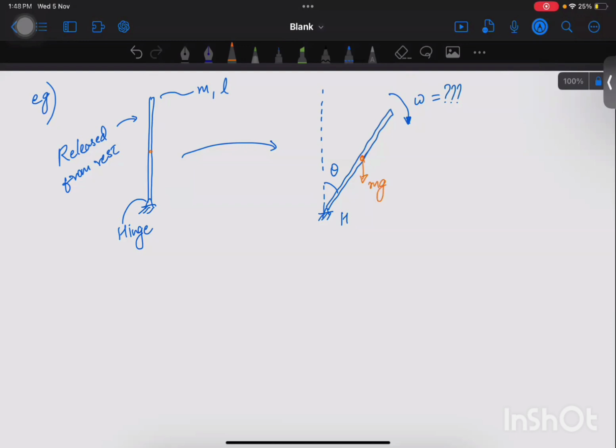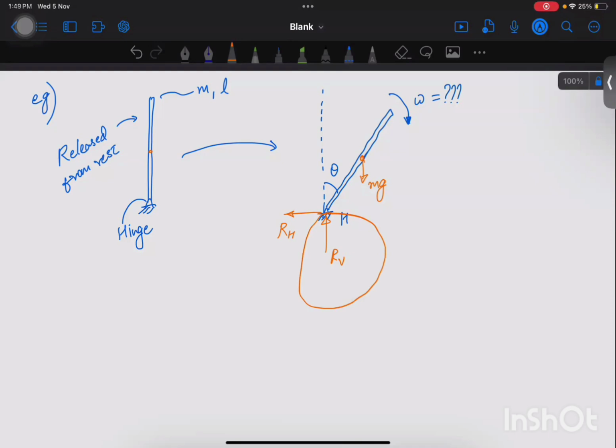Fine. And what about the hinge reactionary forces? Maybe there is a reaction R vertical this way. Maybe there is a horizontal hinge reaction this way, that is RH. Probably RH is this way. And now you have to answer this. What is the work that will be done by the force of RV on this object?